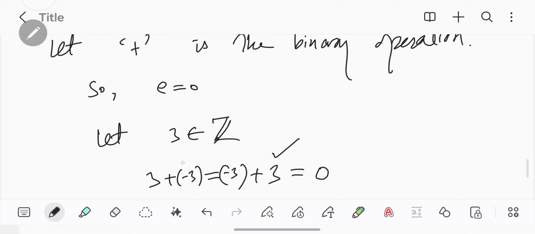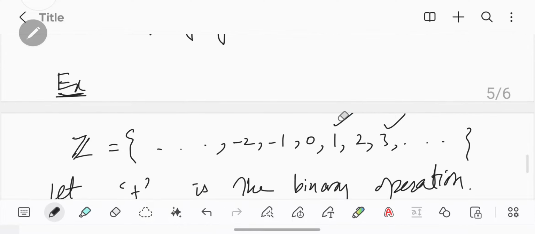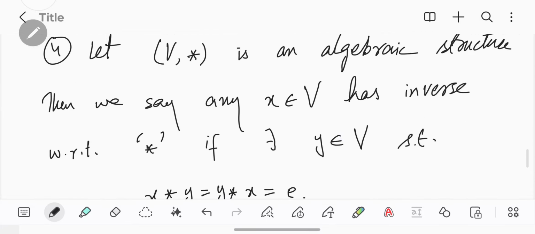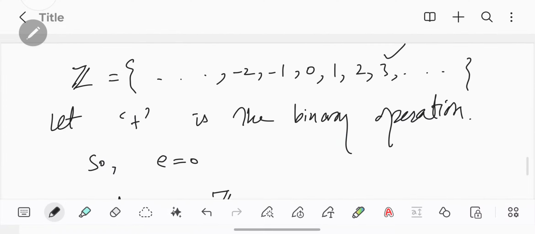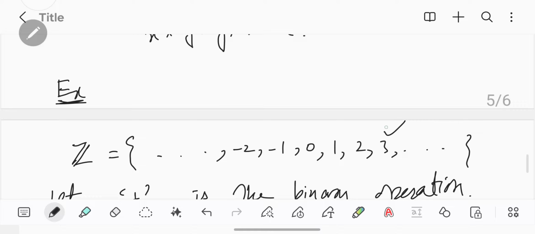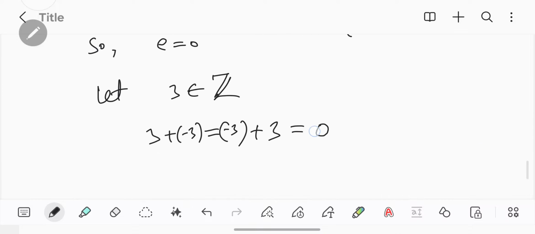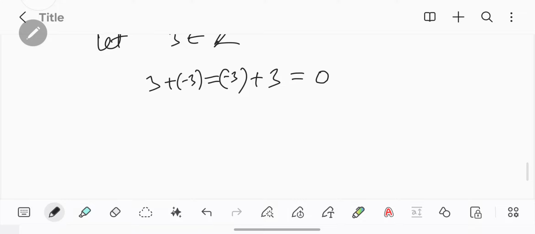So for 3, you have minus 3. For 1, what is that element? For 1, the inverse is minus 1. Okay? Because this kind of y is called inverse, right? We say x has inverse if there is y. So that means x and y are inverses. So here, if the binary operation is addition, you will say 3 and minus 3 are inverses. 1 and minus 1 are inverses because if you add 1 with minus 1, you will get 0, which is identity. 2 and minus 2 are inverses, right? So this is the concept of inverses.